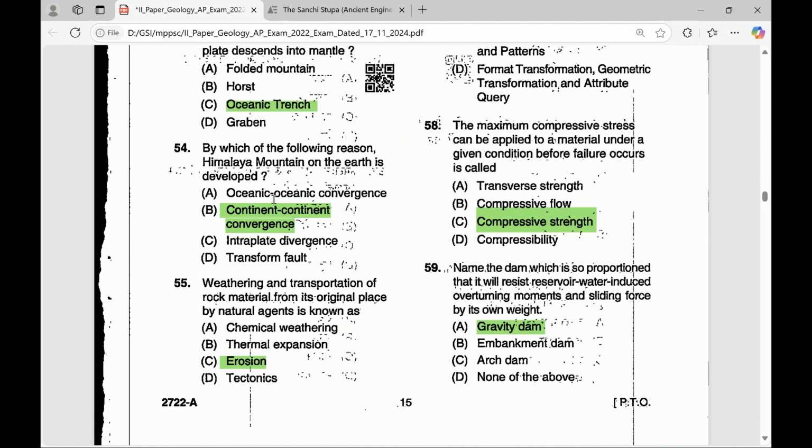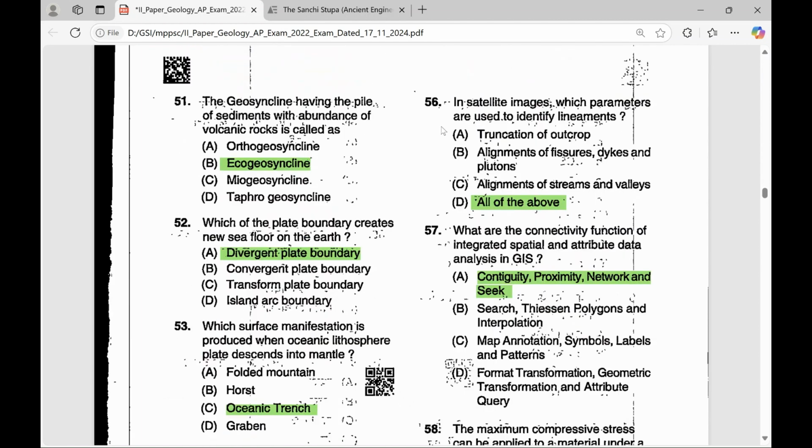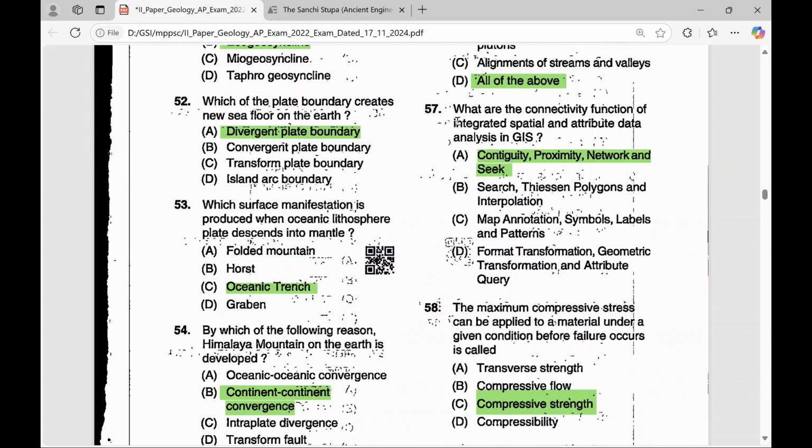Next question. Weathering and transportation of rock material from its original place by natural agents is known as, what is it? It is erosion. I think this question is also commonly taken from the Mahapatra book. Next, in satellite images, which parameters are used to identify lineaments? Truncation of outcrop, alignments of the fissures, dikes and plutons, alignments of streams and valleys, and all of the above. The correct answer is all of the above because each of these gives information about the underlying geological structures.